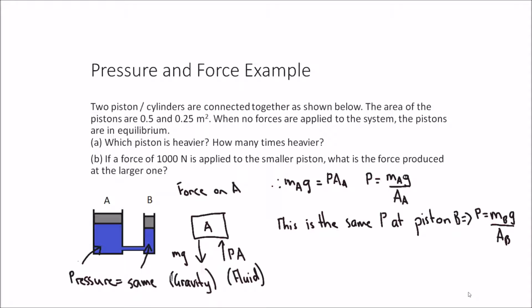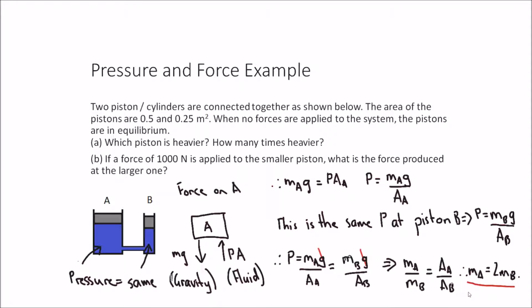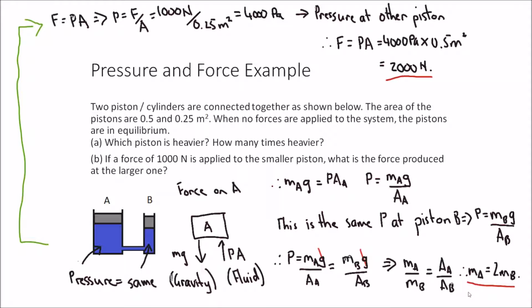Since the pressure is the same at B, we can write a similar formula for the pressure at B, which is mB g divided by AB. We can equate these because the pressure is the same, which gives us a relationship between the mass of those pistons and the areas of those pistons, and we can see that that lets us work out that mA is 2 times mB.